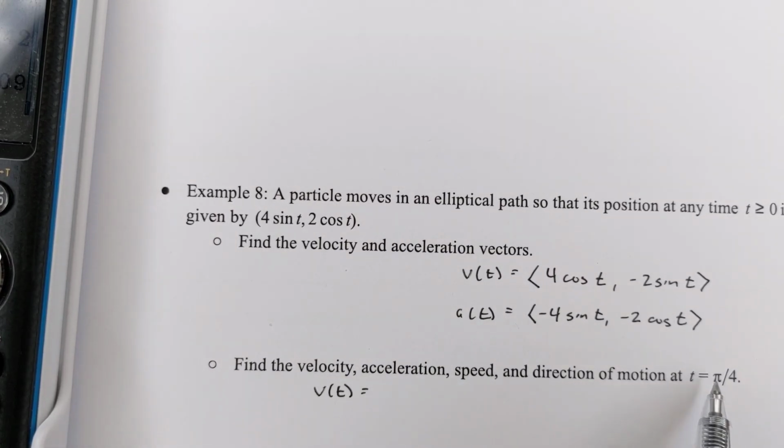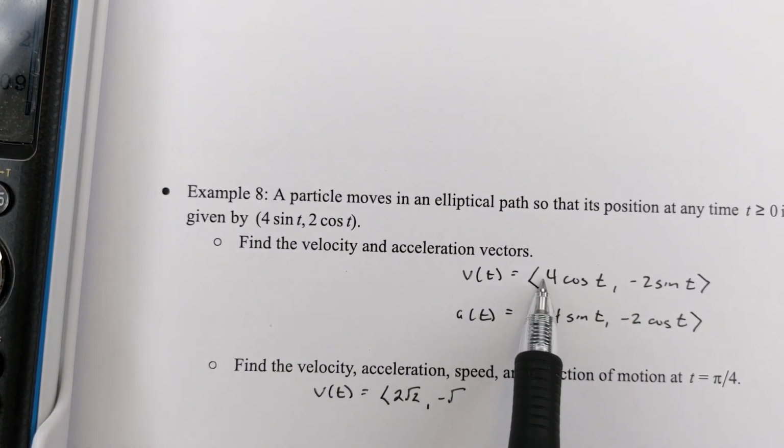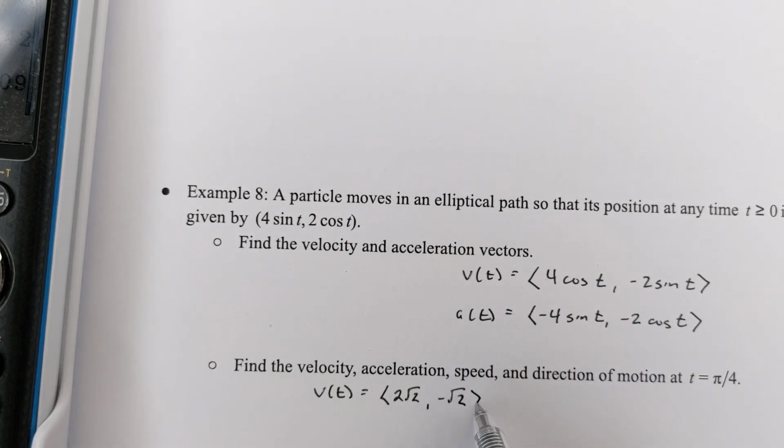So the velocity is going to be 2 root 2, comma, so at pi over 4, these are all root 2 over 2's. So 4 times root 2 over 2 is 4 root 2 over 2, which is 2 root 2. Negative 2 would just be negative root 2. So there's velocity. Acceleration is going to be negative 2 root 2, comma, negative root 2.